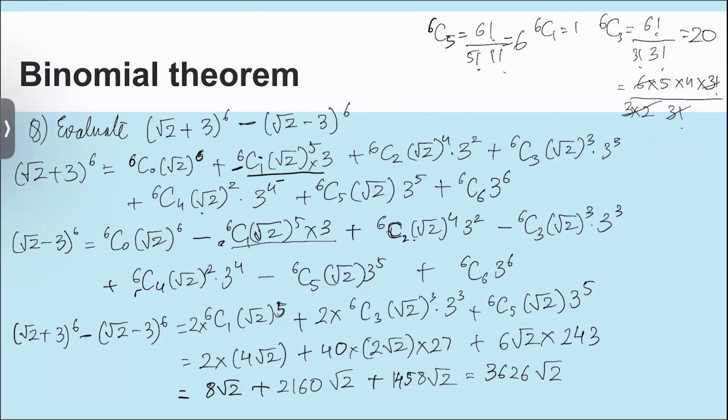So that is the evaluated result of (√2 + 3) the whole raised to 6 minus (√2 − 3) the whole raised to 6. So this is how you can solve such sums.